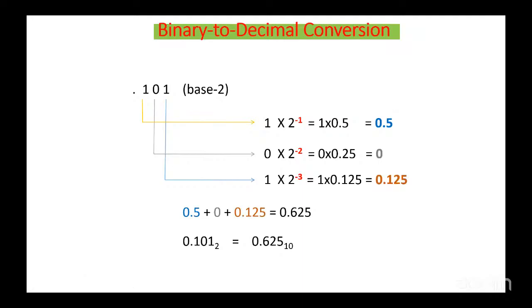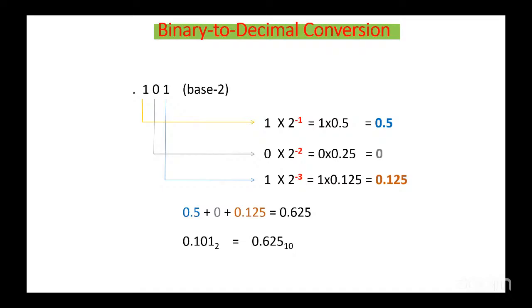Next, 0.101. After the point, you only have to read the digits. What is the base of this? Binary, so base 2. Here also, 1 into 2 power minus 1, 0 into 2 power minus 2, 1 into 2 power minus 3. But you need to consider the point as 2 power 0. Point means 2 power 0.